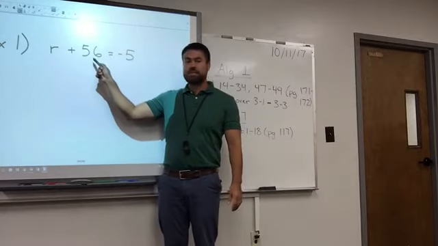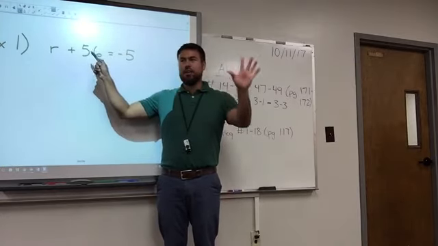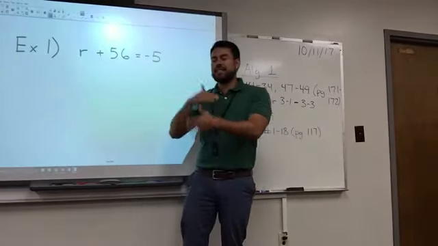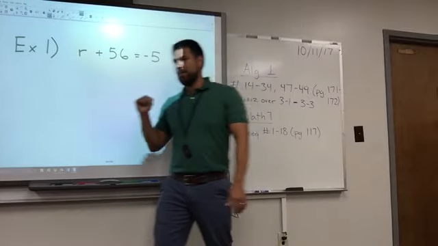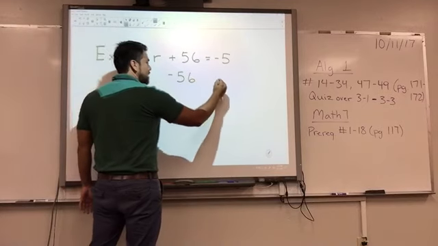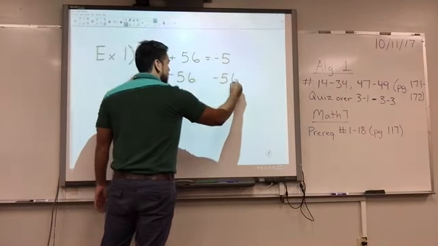Right? It's being added with 56. You guys agree with that? Yes. What undoes addition of 56? Braden? Subtraction of 56. So what I'm going to do is subtract 56 from both sides.